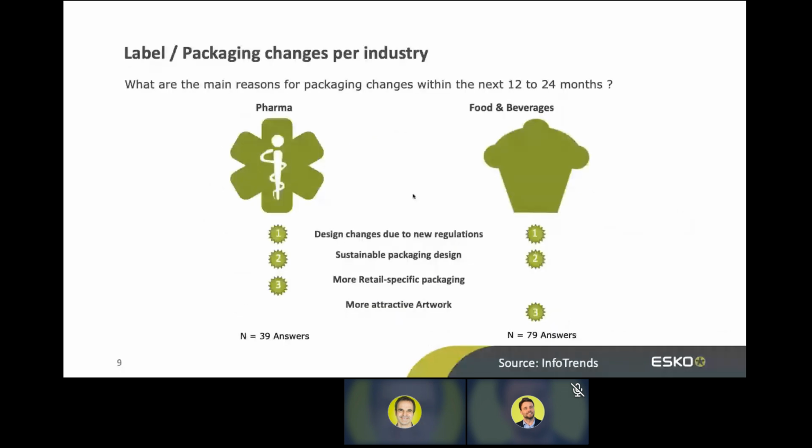But there are other drivers for packaging updates. For example, the changes in legislation and regulation. This is the main driver for many changes in the next 12 to 24 months in the area of pharma and food and beverages. For example, more attractive artwork is only in position number 3 if we look at food and beverages. Most important are changes due to new regulations.